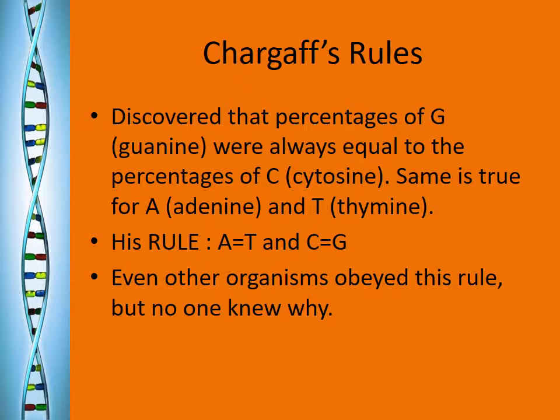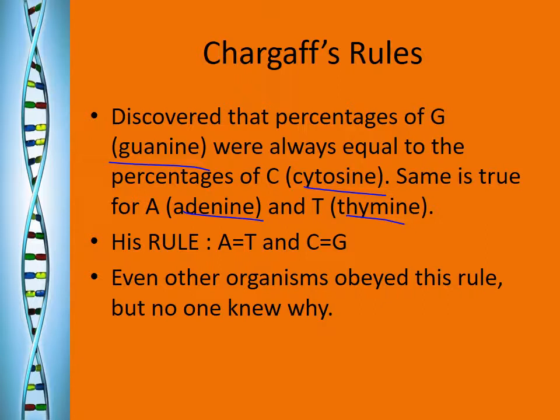And the four nitrogen bases are guanine, cytosine, adenine, and thymine. And so we abbreviate them as A, T, C, and G. A for adenine, T for thymine, C for cytosine, and G for guanine.